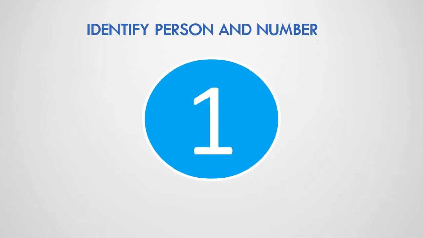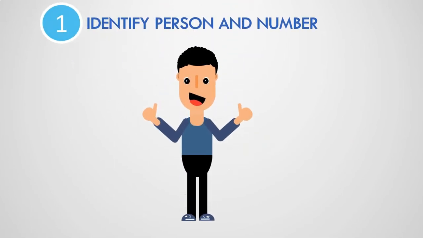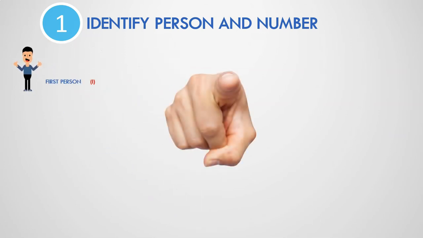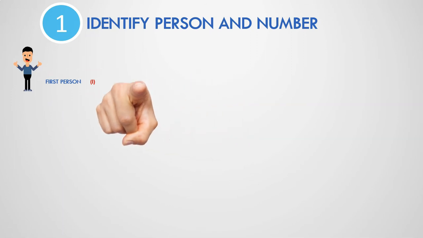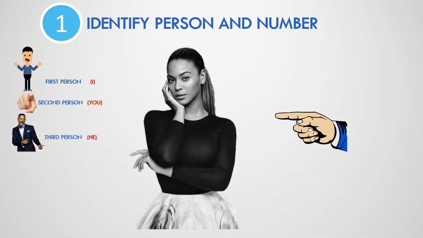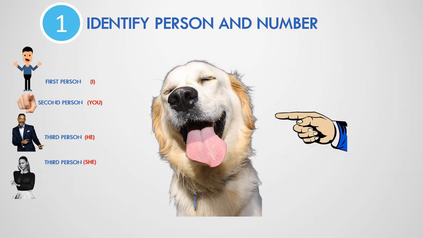First, identify the person and number of the subject. You need to know who is talking. In this case, because I am the one talking, I am the first person. The second person is the person to whom I am talking. In this case, you. So that makes you the second person. What or who we are talking about would be the third person, and that could be he, she, or it.